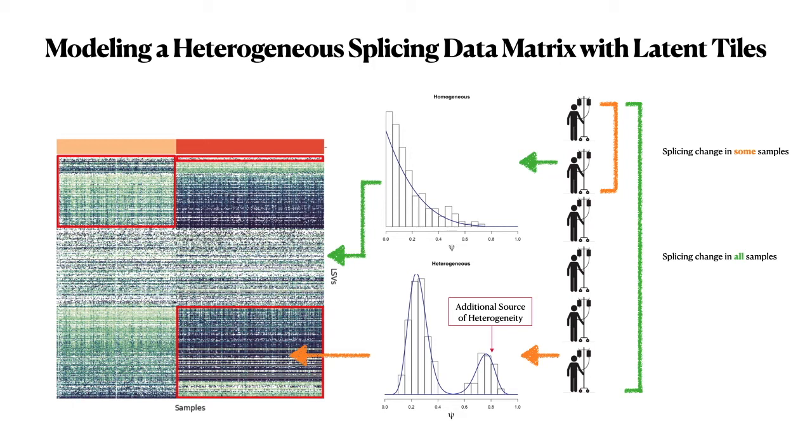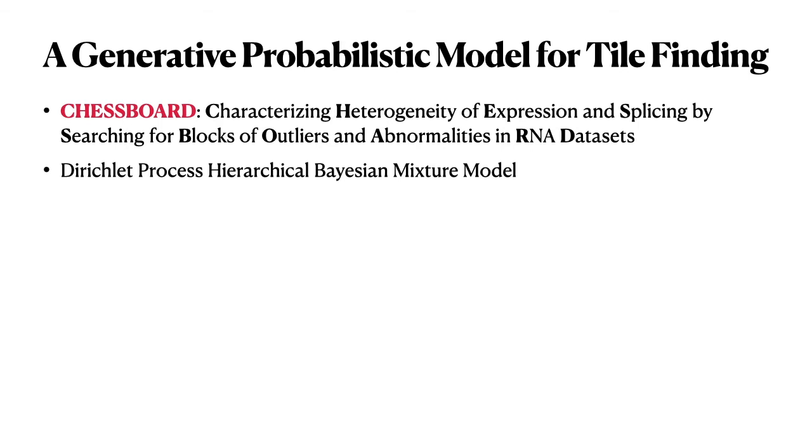Through this modeling approach, the problem of detecting these splicing events reduces to discovery of a latent tile structure in the matrix, where each tile is characterized by a subset of splicing events and a subset of samples, which define an AML subtype. To solve this problem, we proposed a generative probabilistic model for tile finding called Chessboard, which stands for characterizing the heterogeneity of expression and splicing by searching for blocks of outliers and abnormalities in RNA datasets.